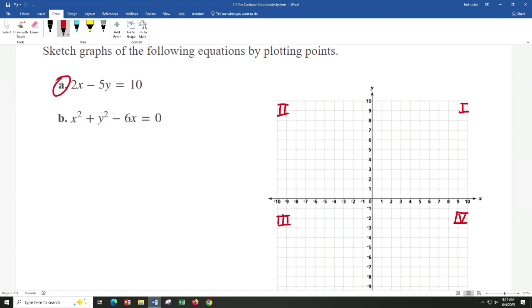Also note, it's always good to know that everything in quadrant 1 is always going to be a plus and a plus. That means my x and y values are both going to be positive, aren't they? If I keep going over here, they're going to be a negative and then a plus. Everything in quadrant 3 is a negative. And then in quadrant 4, the x values are positive and the y values are negative. That is included with your notes, by the way.